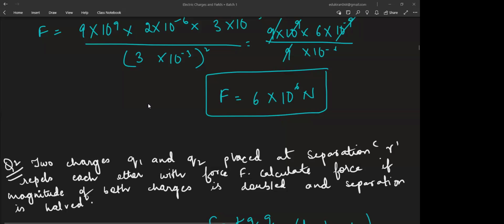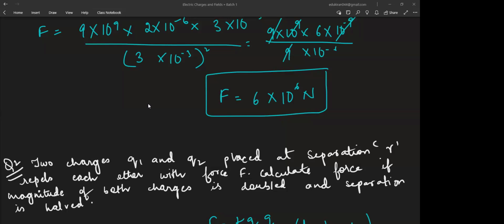See how this question would be solved. Two charges are present, Q1, Q2, which are placed at a separation R. Now they are repelling each other with the force F. So we have the normal case here. What would be the force? The force will be K Q1 Q2 divided by R squared. This is the first case that we have.